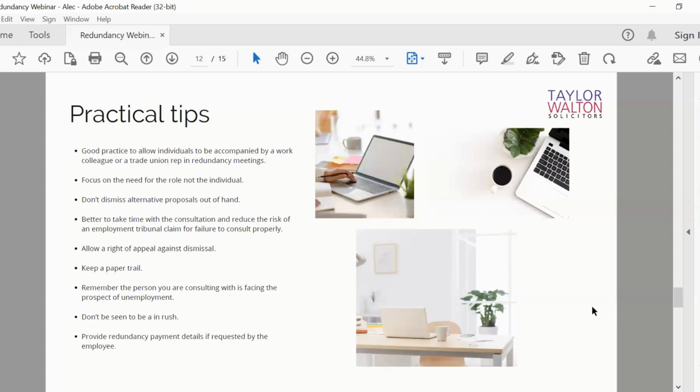And do remember that the person you are consulting with is facing the prospect of losing their job. So the employer needs to be cognizant of that fact, and therefore it's not the individual's fault. We're not talking about conduct or performance here. We're talking about the fact that a business may be going through a downturn and having to unfortunately make redundancies.